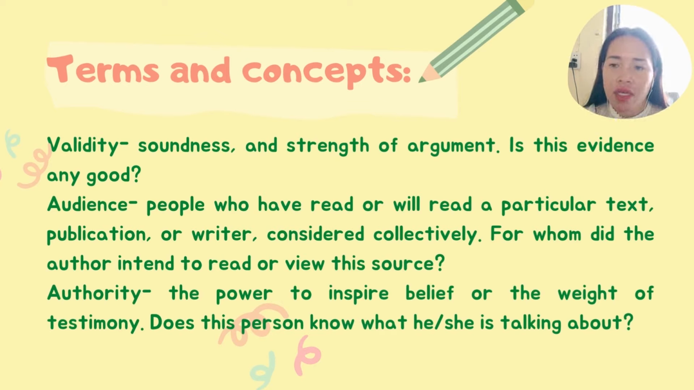Now we also have the second one, which is the audience. These are the people who have read or will read a particular text, publication, or writer, considered collectively. For whom did the author intend to read or view this source? Okay, the third one is authority. This is the power to inspire belief or the weight of testimony. So it answers the question, does this person know what he or she is talking about?